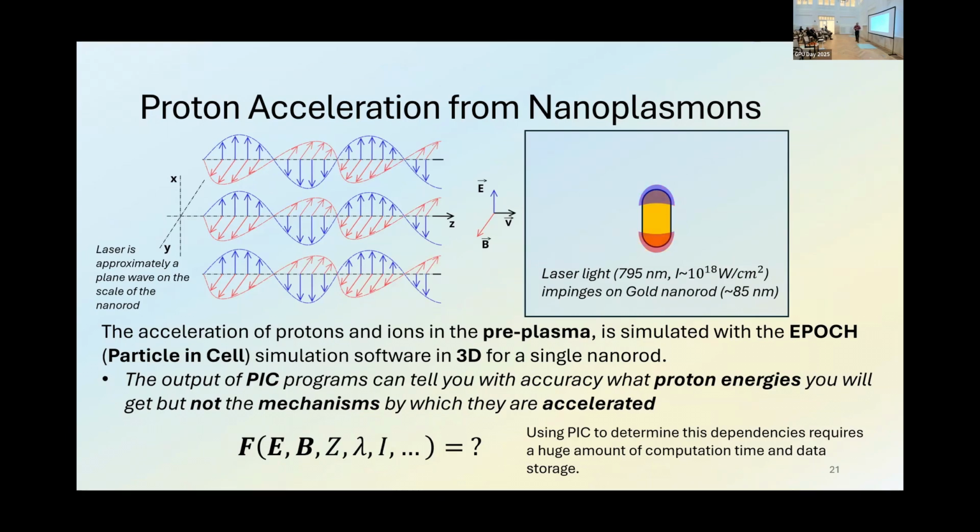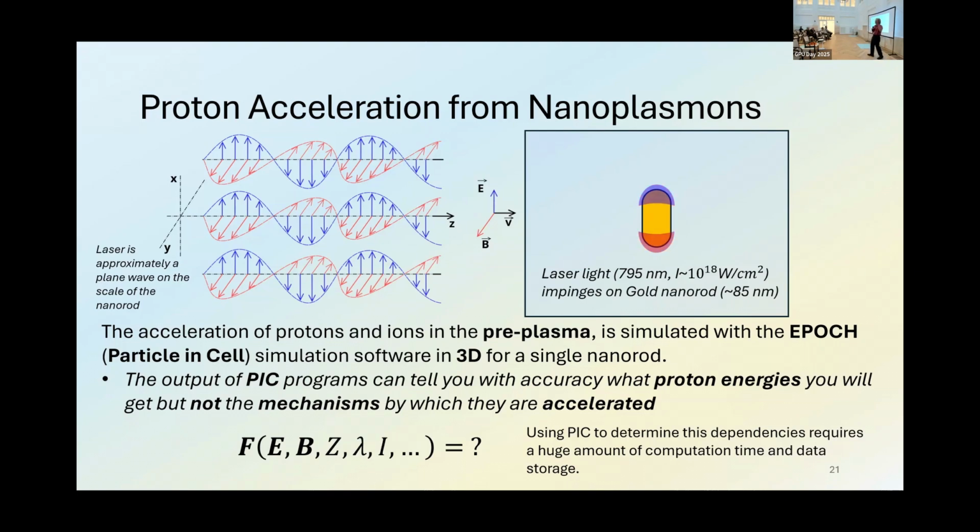So the process here is basically that we're running particle-in-cell simulations to try to determine what forces are determining the ion energies we're getting out of this experiment. But it depends on many, many factors here: the laser electric field and magnetic field, the Z of the ions included in the material, the wavelength of the laser, the shape of the nanorod, all sorts of stuff.